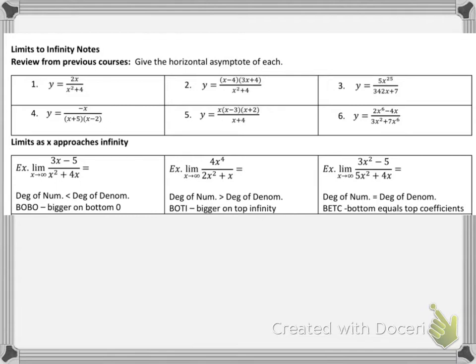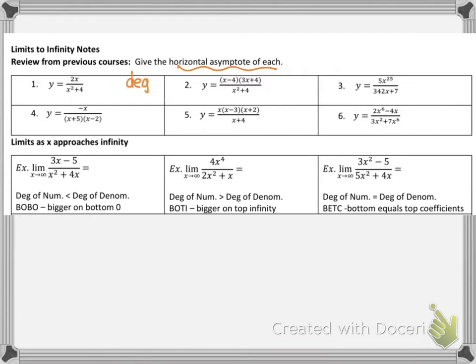Limits when x goes to either infinity or negative infinity. So the first box up here has some examples from previous courses where we're just asked to give the horizontal asymptote. So when you do this, you want to look at the degree of the numerator and degree of the denominator. Degree is the largest exponent.